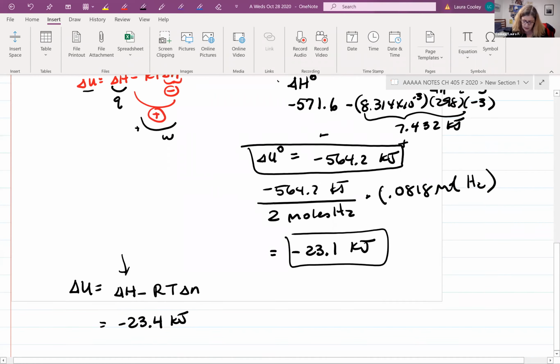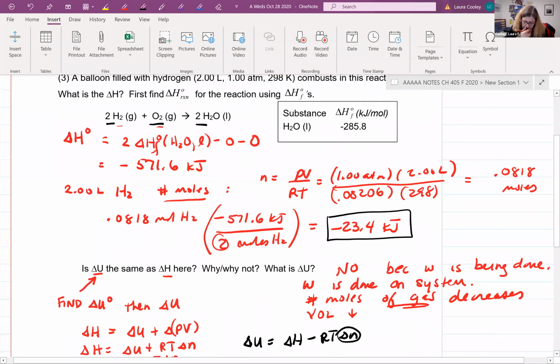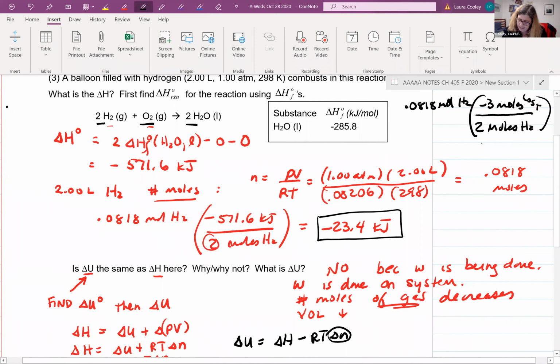So if you look at the equation again, if you have 0.0818 moles of H2, that's the actual amount, you'll have to multiply that by -3 moles, that's the decrease. -3 moles of gas disappears per 2 moles of H2. So you have to multiply this by that, you've got to remember to do that.